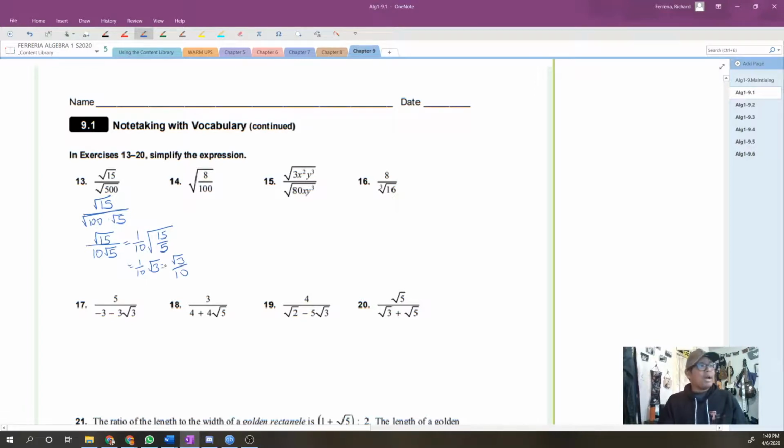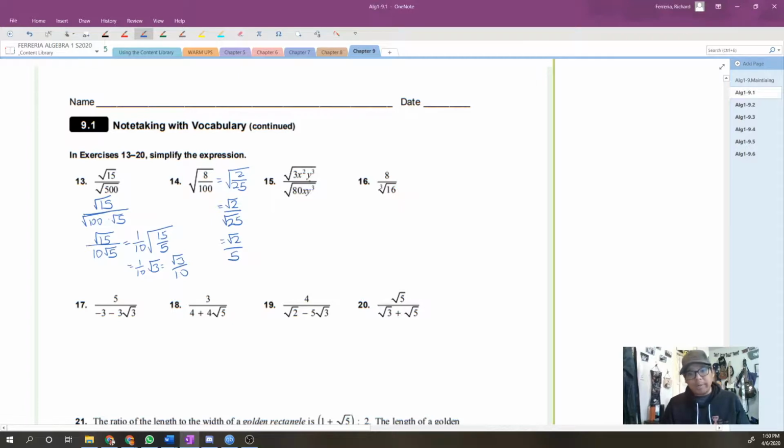Maybe it's better if we simplify inside here first. For example, 8 over 100. Can I simplify that as a fraction? Well, I can divide everything by 4. 8 divided by 4 is 2. 100 divided by 4 is 25. That looks better. So this is the same thing as the square root of 2 over the square root of 25, which is square root of 2 over 5. Looks a lot nicer.